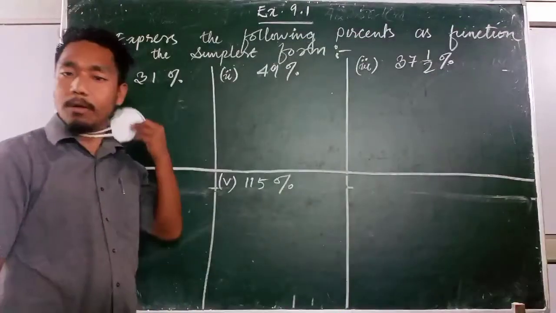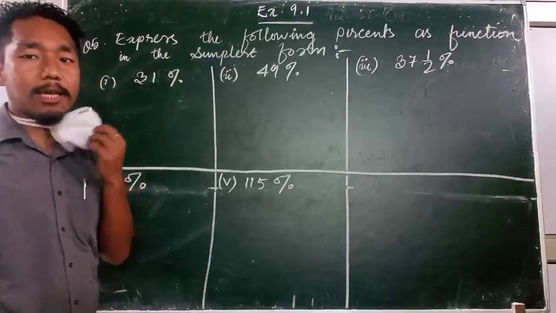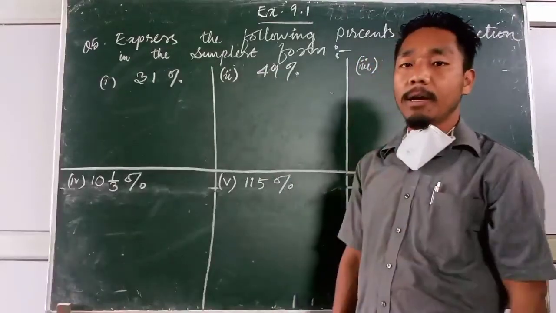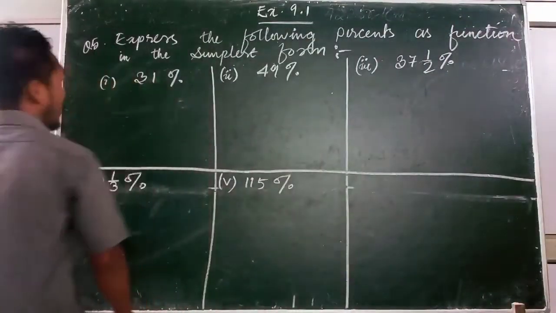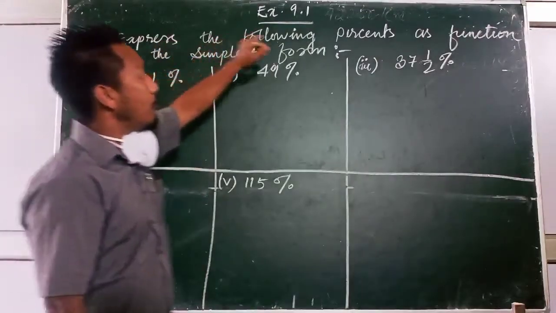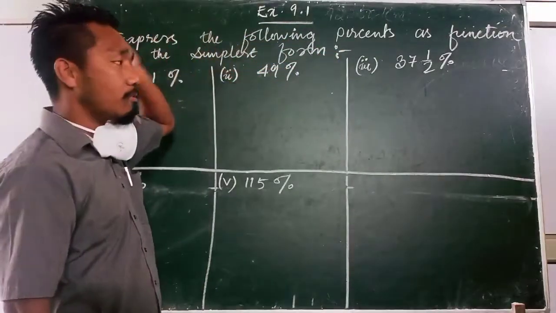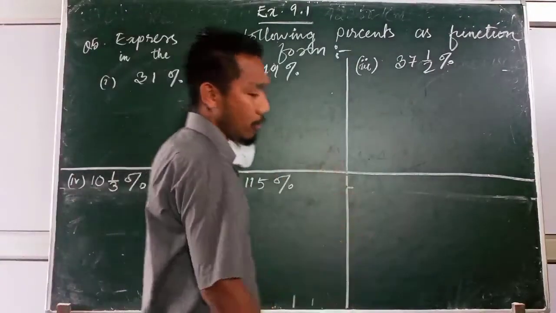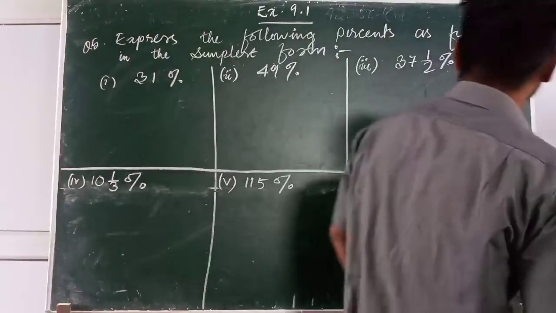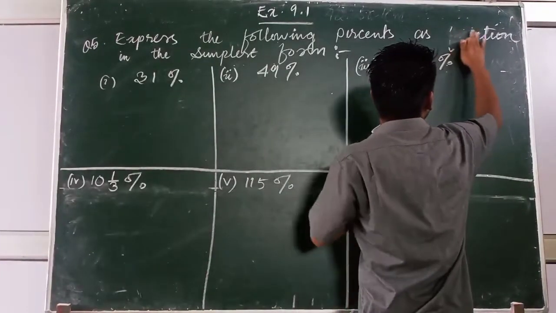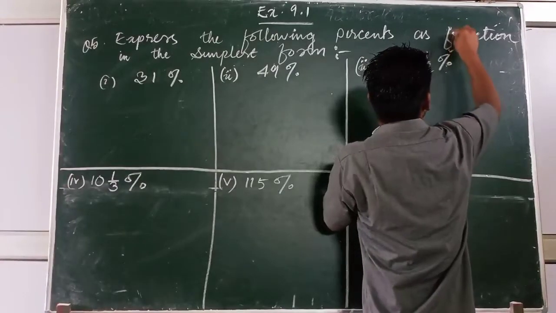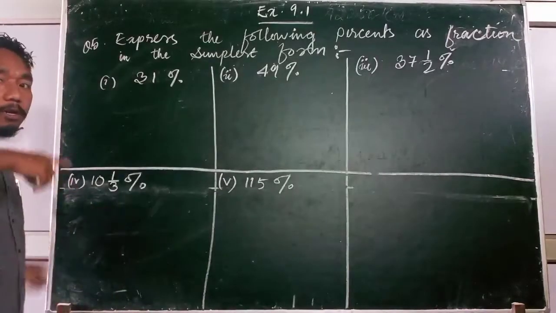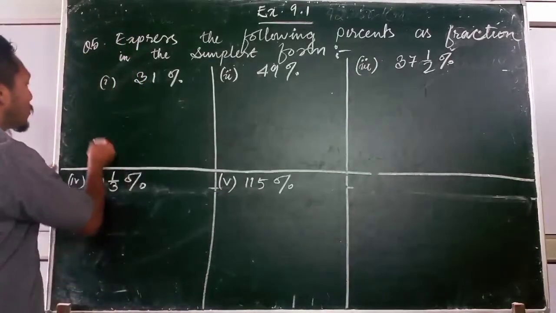Students, let's move to the new exercise, that is 9.1. Chapter number 9.1, we are studying question number 5. Question 5 says: express the following percent as a fraction in the simplest form. We have to convert this percentage into a fraction, and if possible, into its simplest form. So here are the solutions.